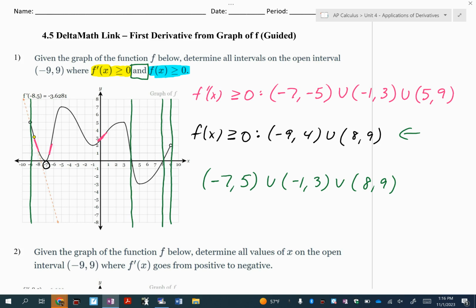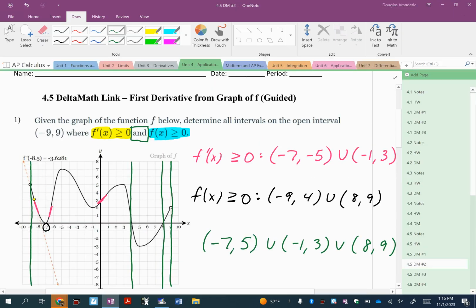Okay, let me do one more, and then I'll give you guys 10 minutes because we get out at 29. So let's do one more. I'll give you 10 minutes to practice. Okay? All right, let's go to the next one.